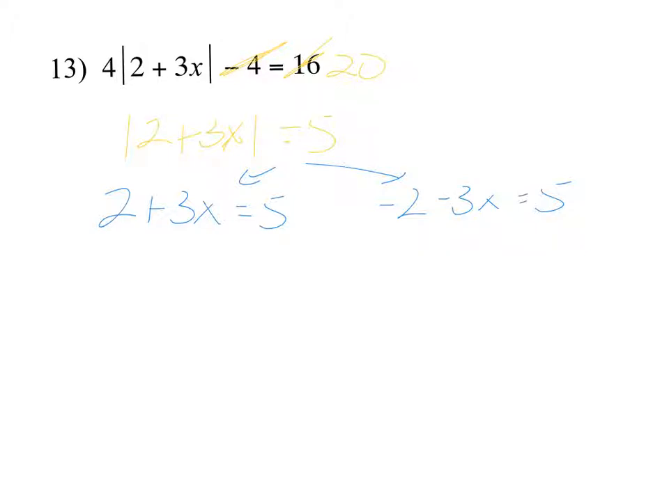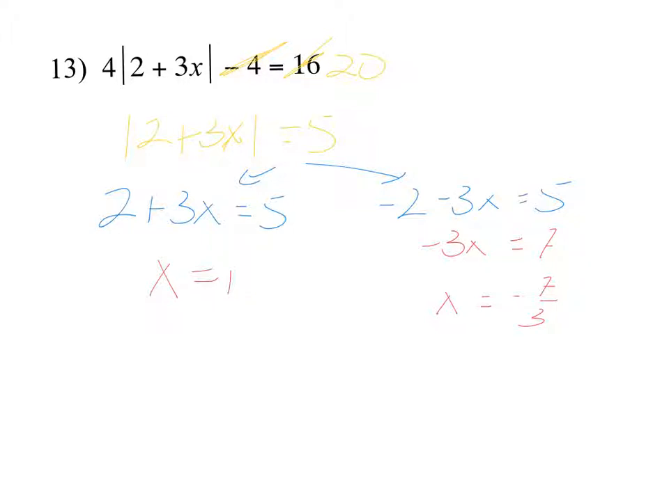Minus 2 to both sides, I get 3x is equal to 3. If I divide both sides by 3, I get x is equal to 1. Okay, I'm going to add 2 to both sides, and I get negative 3x is equal to 7, which means x is equal to negative 7 over 3.